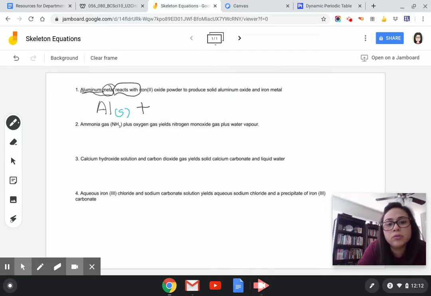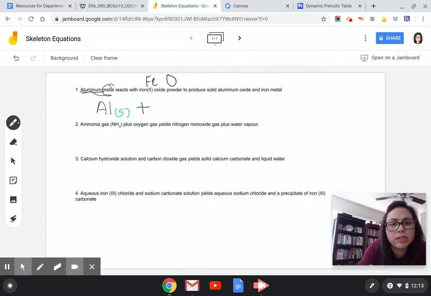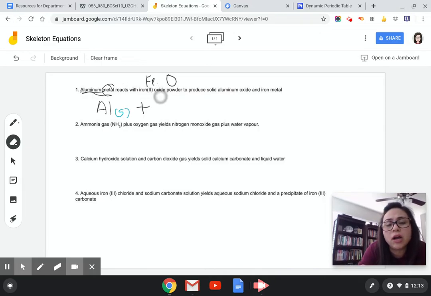And then it's going to react with iron 2 oxide. So in our understanding of putting these chemical formulas together, we know that iron is going to be Fe, and then oxygen is O. Now we're not going to put a 2 next to oxygen, because the only time we put that 2 next to oxygen is if it's an oxygen gas or just oxygen by itself. But it says iron 2 oxide.